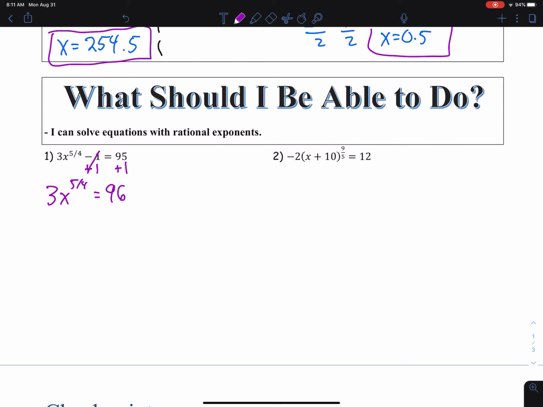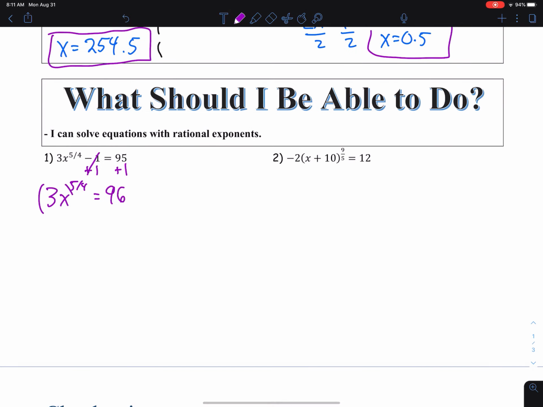And this is also important to understand. Is that 3 getting raised to the 5 over 4, or is just the x getting raised to the 5 over 4? Well, it's 3 times x to the 5 over 4. If the 3 was also getting raised to the 5 over 4, it would look like that. It'd be in parentheses, but it's not. So it's just the x is getting raised to the 5 over 4. So the exponent on the x is not by itself yet.